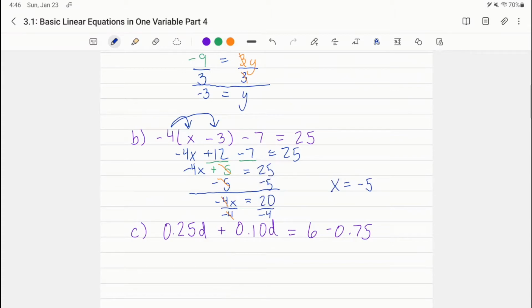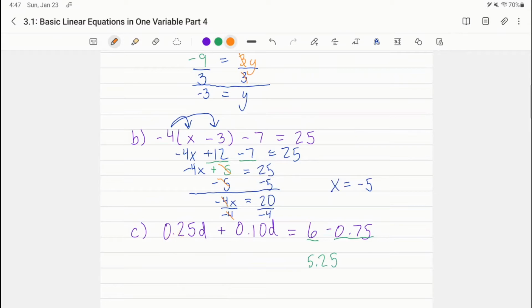And then finally, part C. 0.25d plus 0.10d equals 6 minus 0.75. I'm going to start with the right-hand side. So 6 and negative 0.75. Those are like terms, so I can combine them. And since this is 0.75, I'm going to think of it as money. So $6 take away 75 cents leaves us with $5.25. So we're going to get 5.25 on the right-hand side.